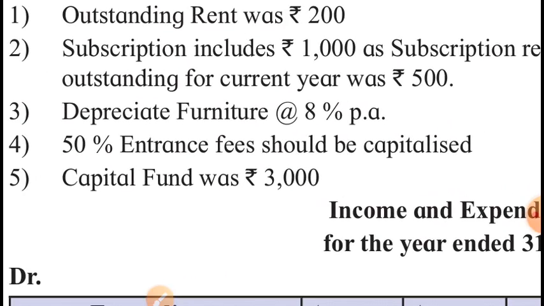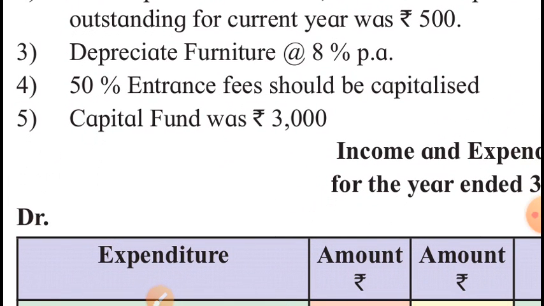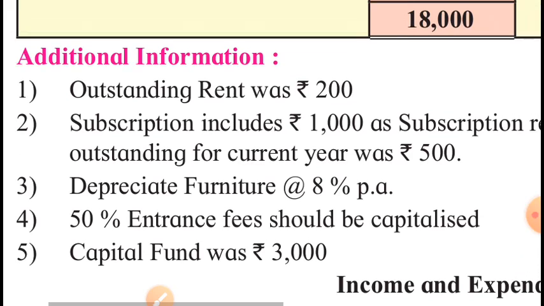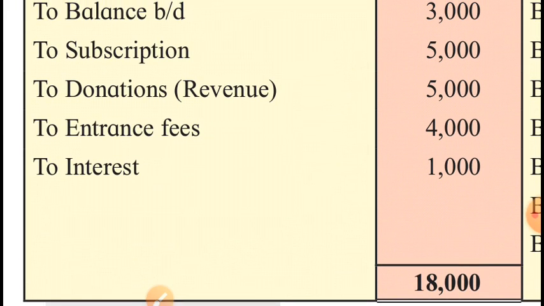Tick mark furniture, tick mark subscription. Tick mark subscriptions twice. Two adjustments are there. Tick mark rent once. There is adjustment on entrance fees. So tick mark entrance fees. What is the adjustment? 50% entrance fees should be capitalized. Means the entrance fees we received this year is 4,000 and its 50% is to be capitalized.